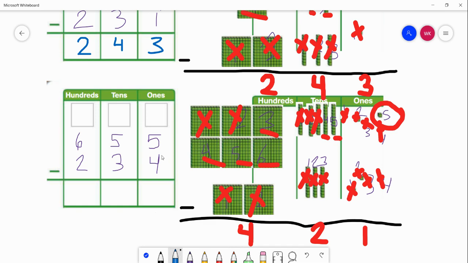Let's make sure we are correct. We have 5 minus 4 equals 1, 5 minus 3 equals 2, and 6 minus 2 equals 4. So that answer was correct, 421.